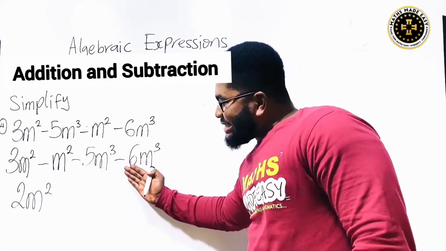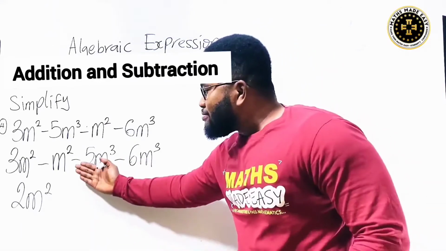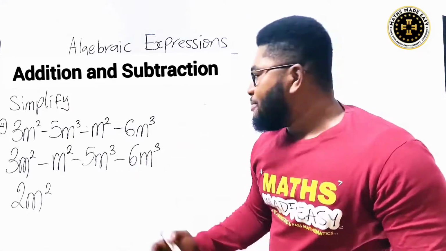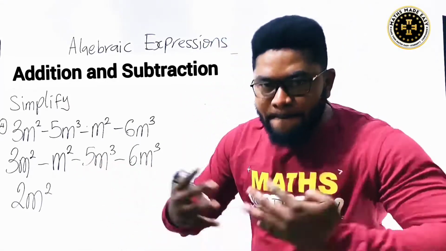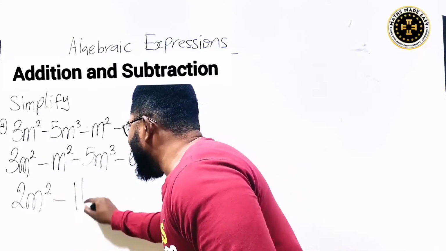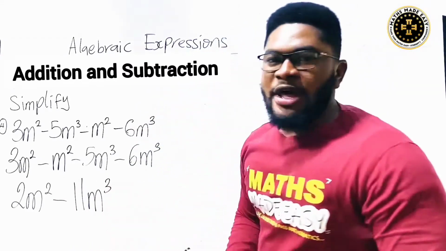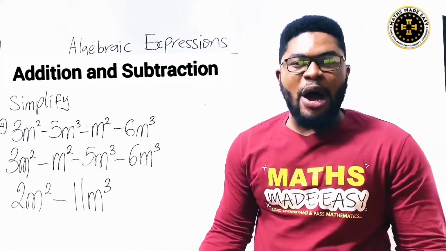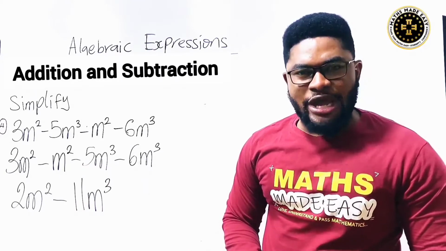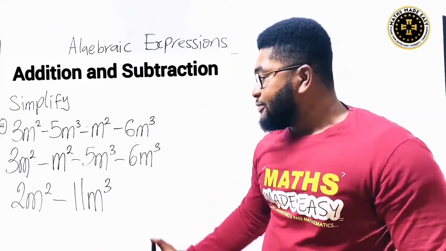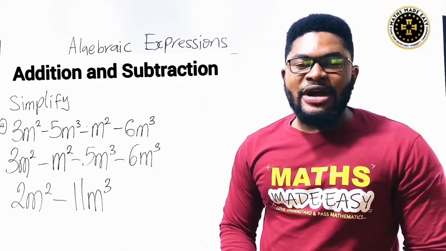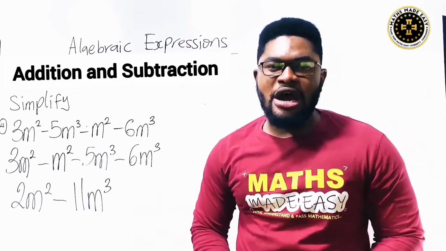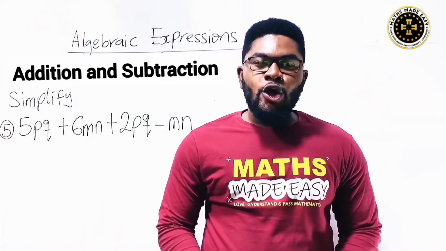Minus 5 minus 6 will be minus 11, because minus 5 will also have another minus 6, which increases the negatives, making it minus 11. So minus 11m cubed. Now, since the variable m has different powers, we will leave our answer this way. We can also do factorization further, but we will teach you the factorization in the next lesson. So this becomes our final answer for now. Now, let's take a look at the next question.